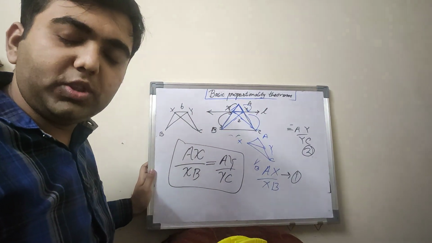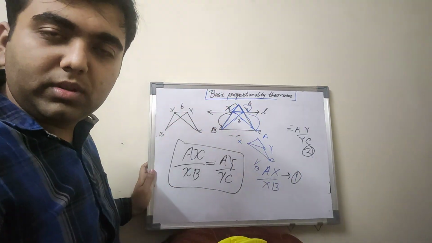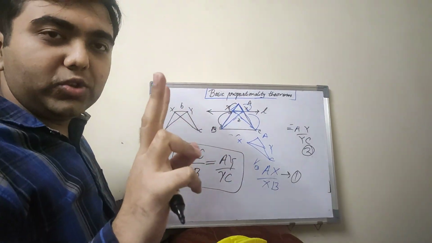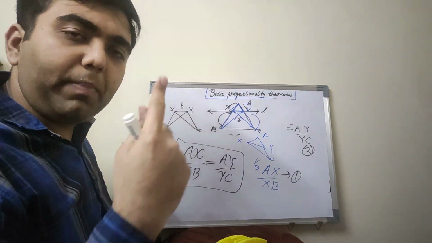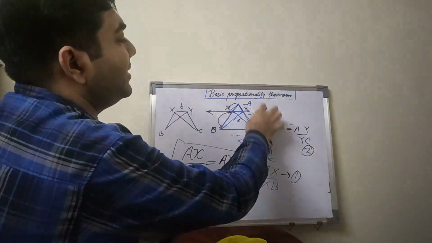And what was the basic proportionality theorem? If you have any triangle and a line parallel to the third side, that is the base, then two ratios are equal. And what are these ratios? The ratio of the two parts in which these two sides get divided by this line.